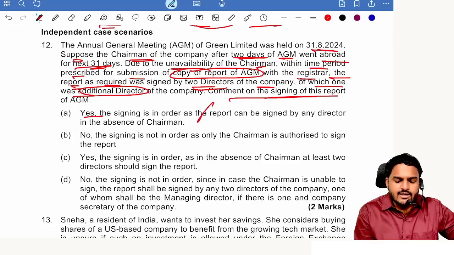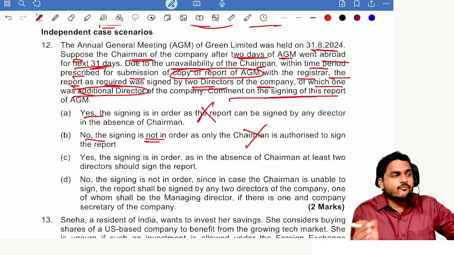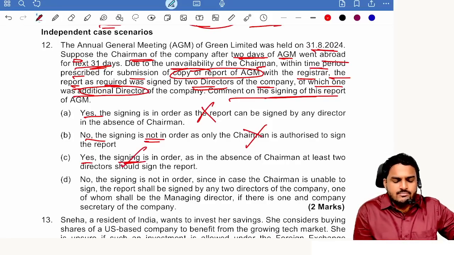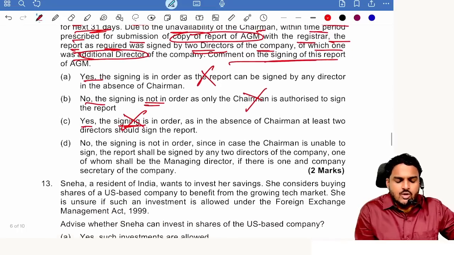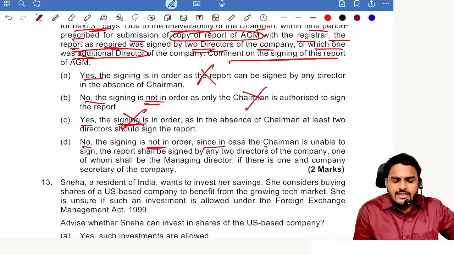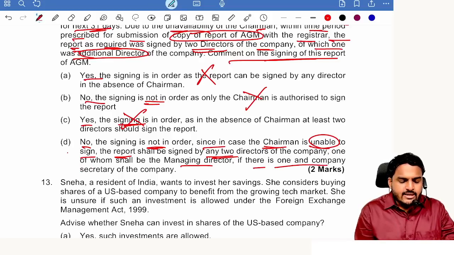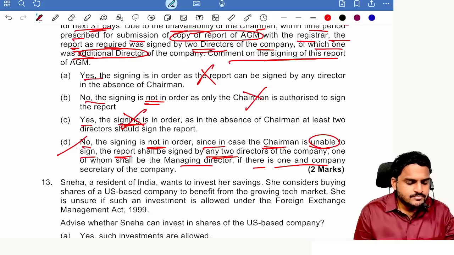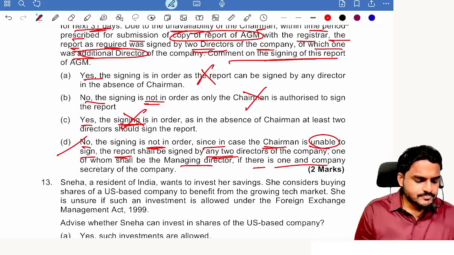Yes, signing valid. No, signing is not in order. Only chairman is authorized. No. Chairman, we had another option. 2 directors option is there. Yes, signing is in order. Actually, signing is not in order. No, signing is not in order, since in case the chairman is unable to sign, the report shall be signed by any 2 directors of the company, one of whom shall be MD if there is one, and the company secretary of the company. So option D. Clear?